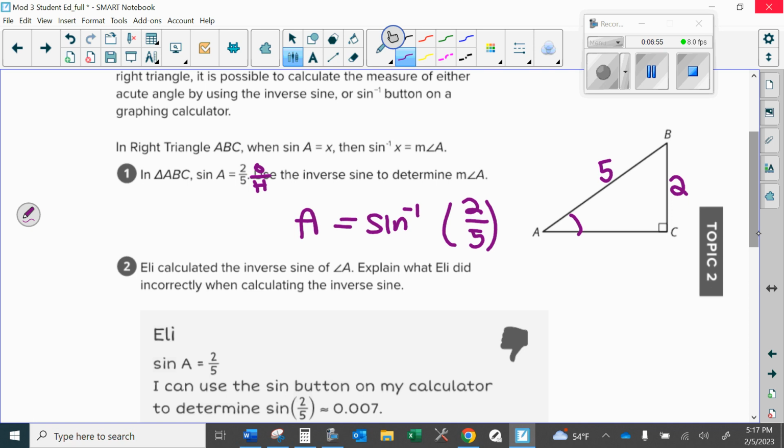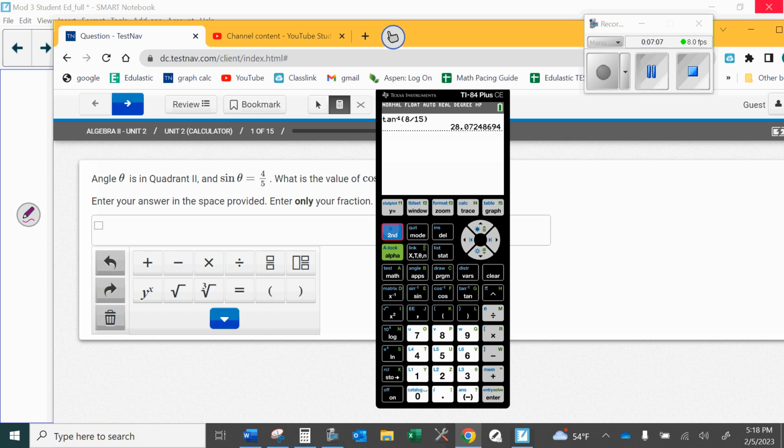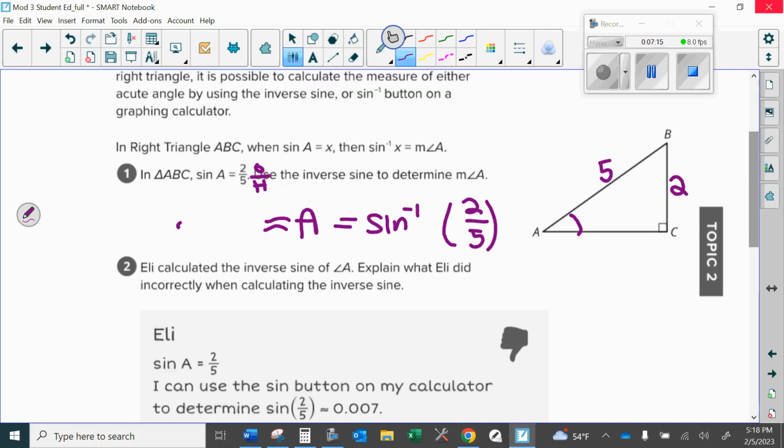Okay, so now I put that in the calculator and get that approximate answer. So inverse sine of 2/5. Inverse sine, second sine, of 2 divided by 5. 23.59, going to the nearest hundredth.